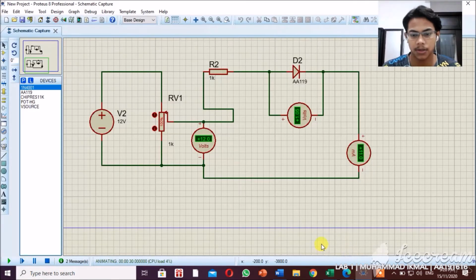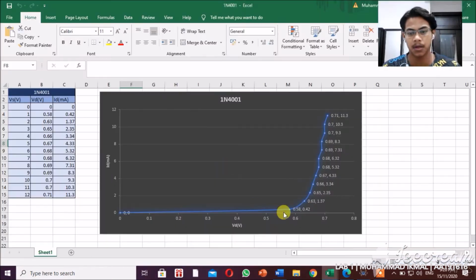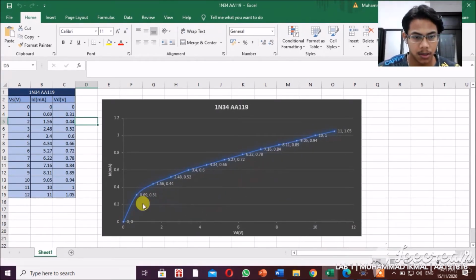So the graph should look like this for the silicon diode. Because of forward bias, the graph should be at the positive. The knee voltage of the silicon diode is 0.58 volt, and the knee voltage for the germanium diode is 0.69. 0.31 is for the current flow through it.